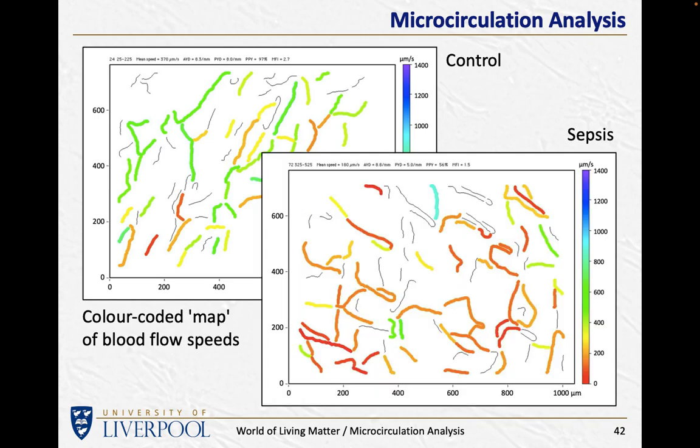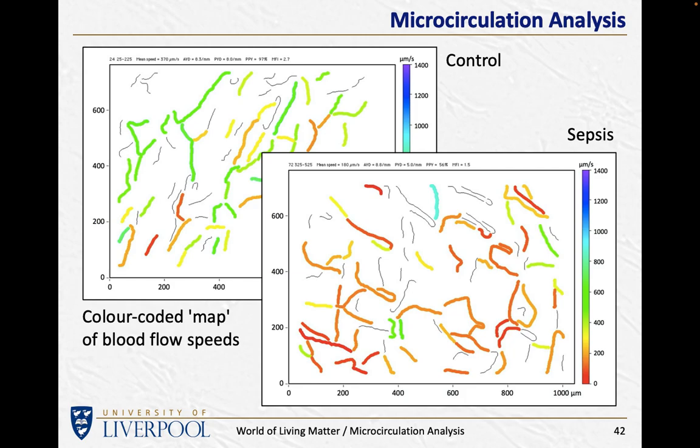But if you colored the same map for a person with sepsis, you would get a lot of deep reds and oranges, indicating that this person's capillary microcirculation is very poor, and you need to look very closely at what's wrong with this patient.